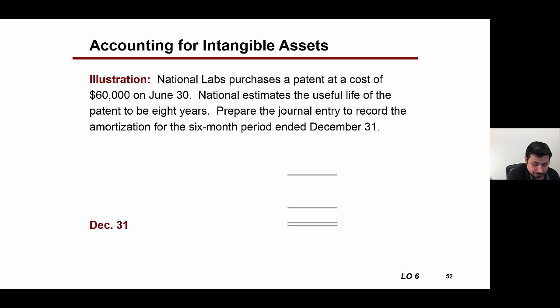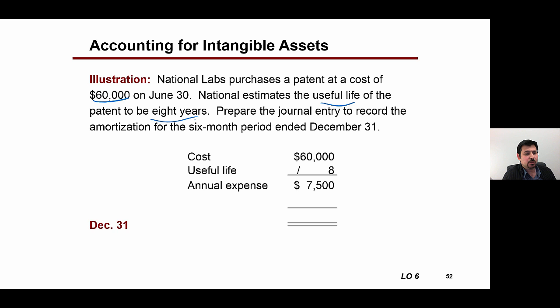Once again, here the cost was 60,000 and it has a useful life of 8 years. In this case, we have the cost and then we divide it by the useful lifetime, which is 8 years, and that will give us the annual amortization expense of 7,500.